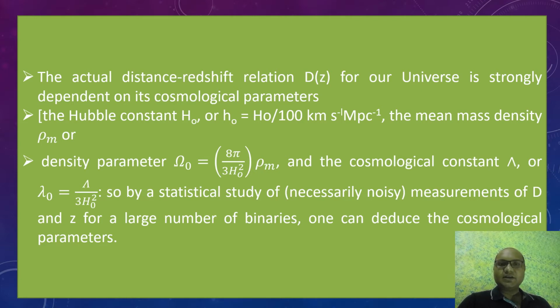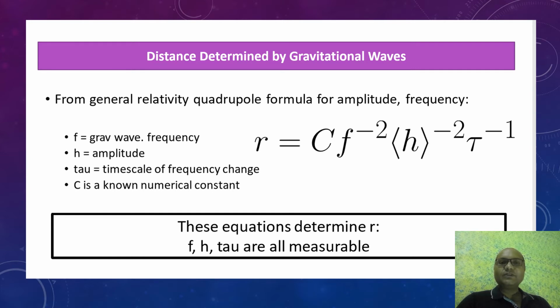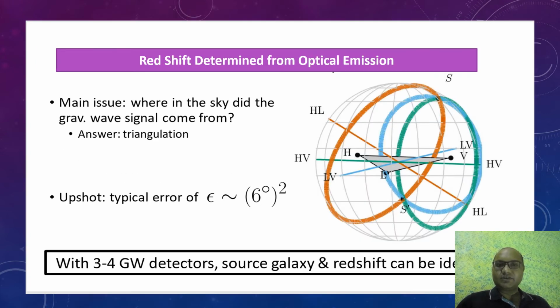So by statistical study of the necessarily noisy measurements of d and z for a large number of binaries, one can determine the cosmological parameters. The distance is determined by gravitational waves by this relation, what you see here. In this relation, f is the gravitational wave frequency, h is the amplitude, tau is the time scale of frequency change, and c is a known numerical constant. These equations determine r, as f, h, tau are all measurable.